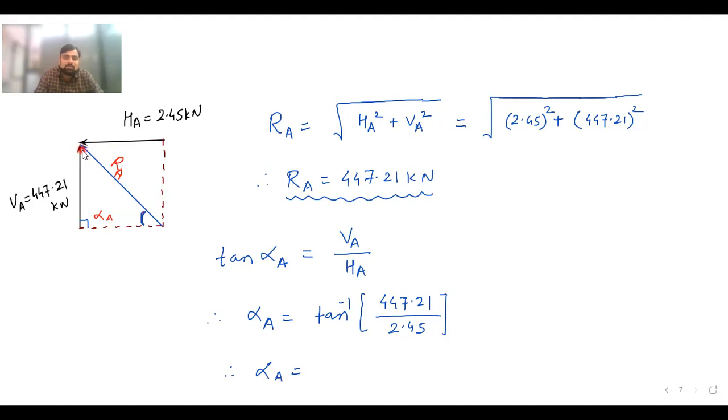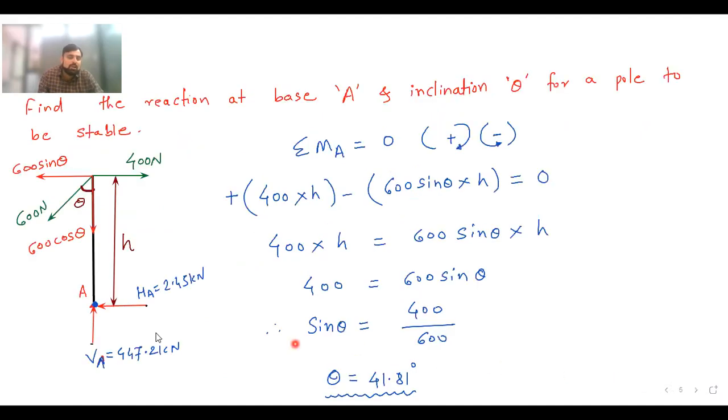That negative sign is not the magnitude. That negative sign indicates the direction. Initially we have shown HA in this direction. See, initially I have shown the HA in this direction. This was my direction of HA. But when I got the negative answer, I changed this direction to this direction. So this negative sign is for the direction. It is not for the magnitude. Okay.